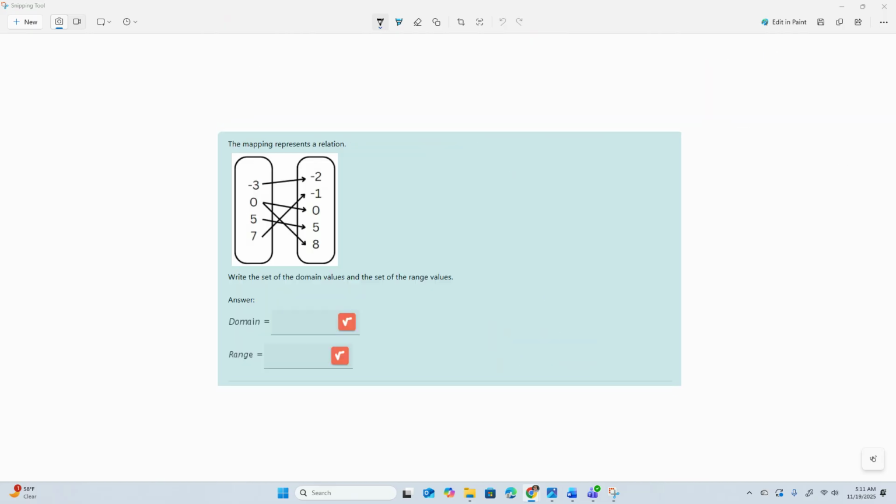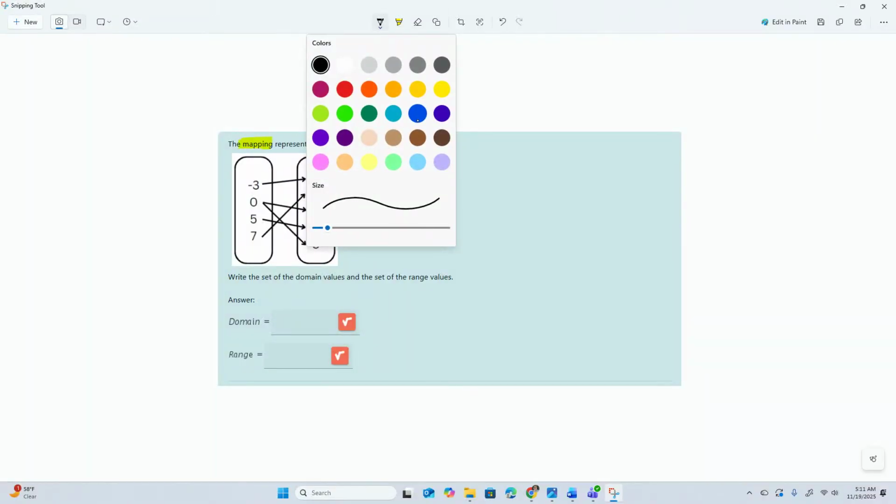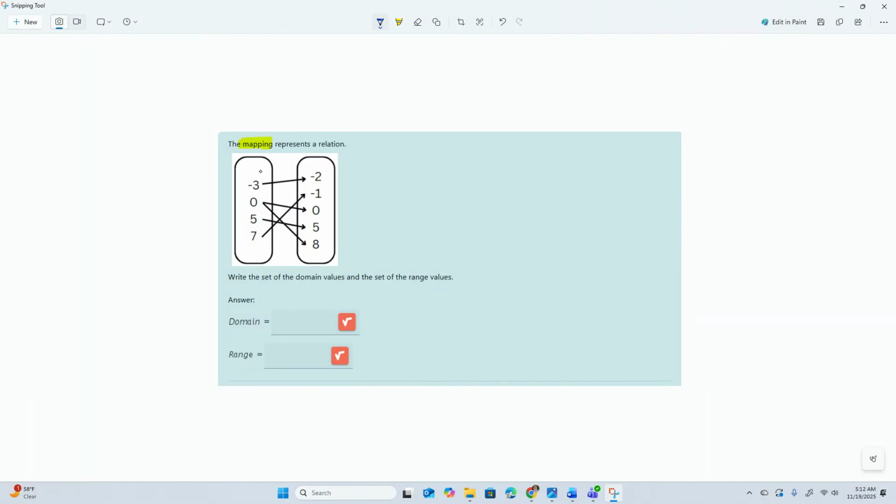Here's question number 2. Here they gave you a map. Remember, when you have these ovals, we call it a mapping. Look at the word right here, mapping. And let me change the color here to blue. The first oval, when I explained it, this was the X. The second oval was the Y. However, another name for the X is domain. So all of these numbers that I'm going to highlight in green, all of these numbers are the domain.